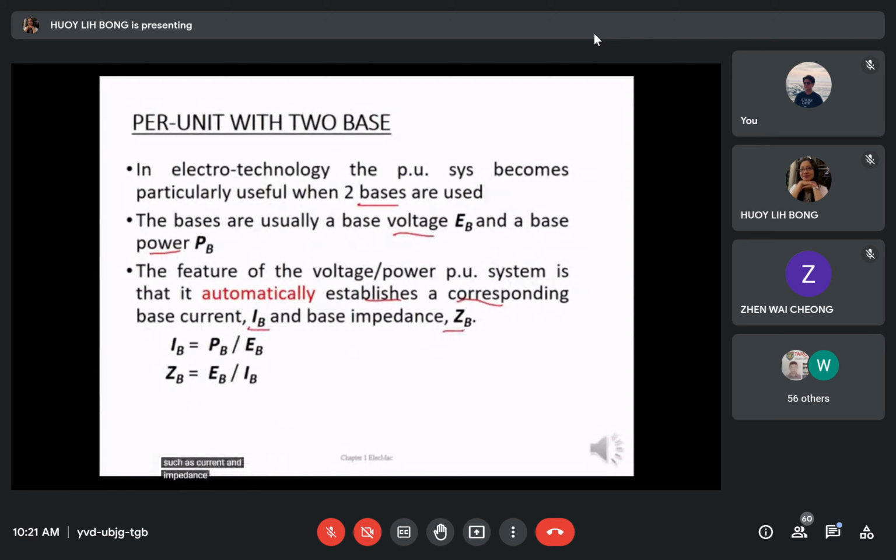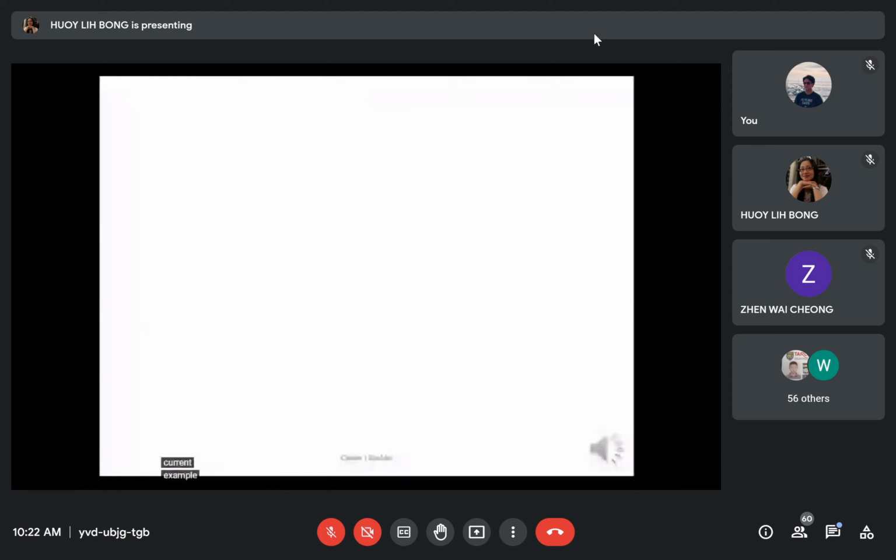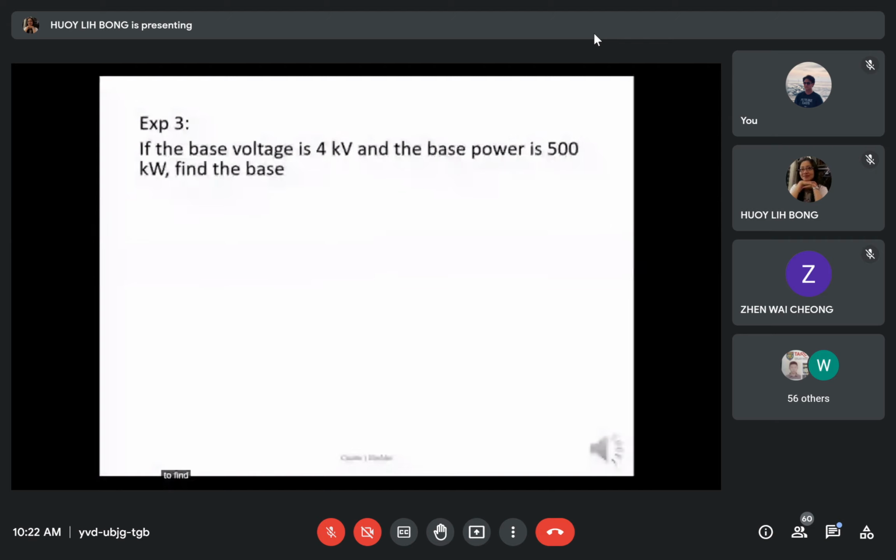To find the current base value, we can use power divided by voltage. After that, we can substitute into Ohm's law to find the impedance, which is voltage divided by current. Example of using two base values to find current and impedance.